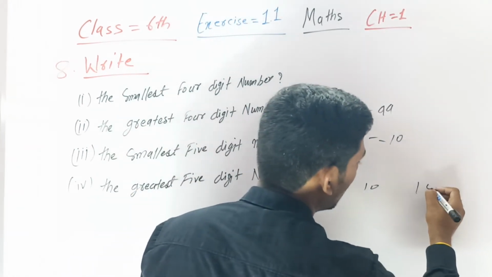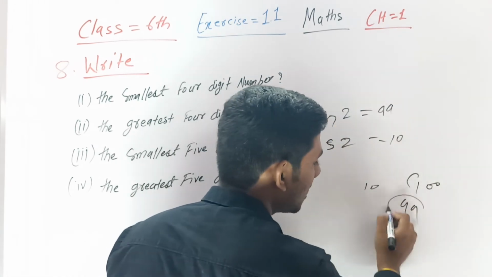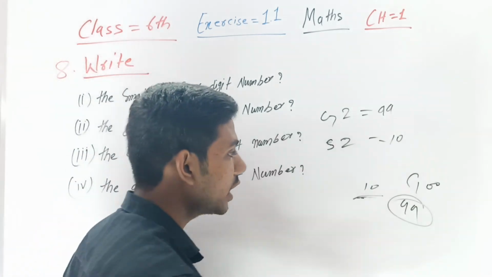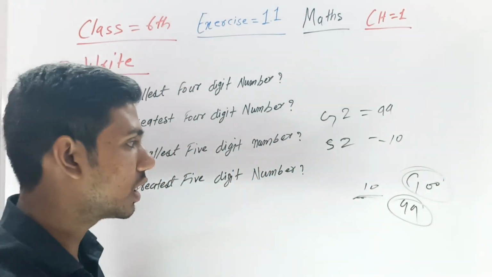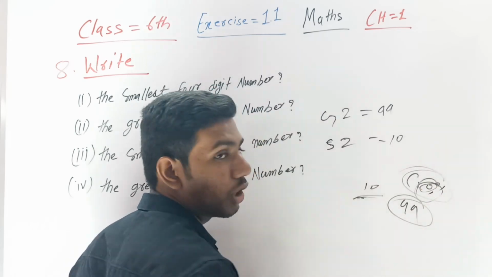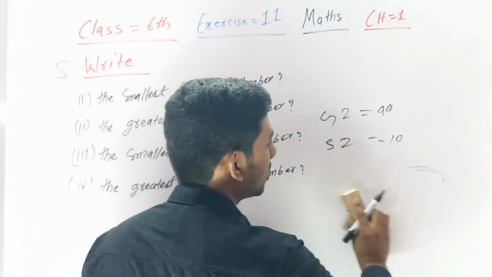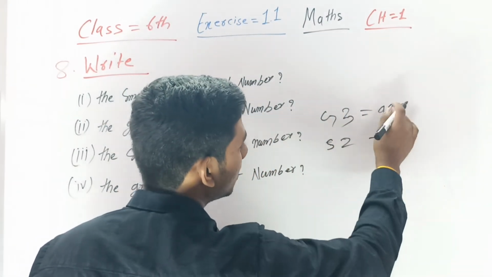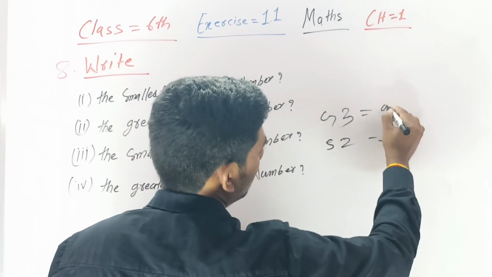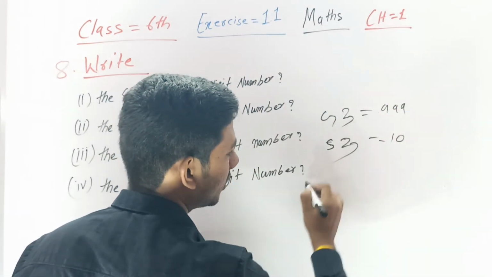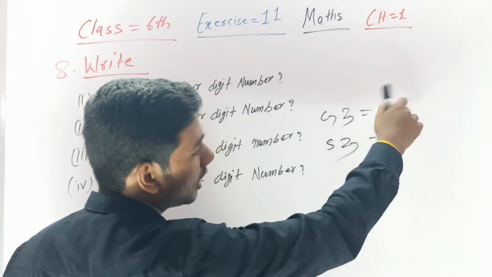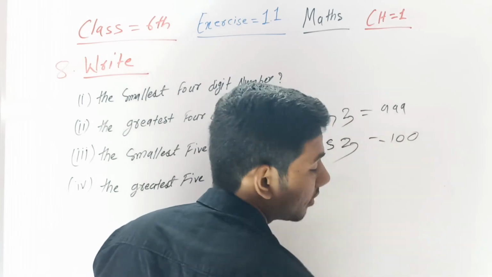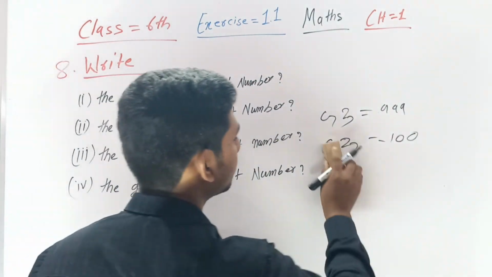Which is the greater? If you go to 100, before 100 it's 99. 99 is the 2 digit bigger number and 10 is the smaller 2 digit number. If you say 100 is the 2 digit greater number, no, it's not. 100 is a 3 digit smaller number. So the 2 digit smaller number is 10. The 3 digit greater number is 999 and the 3 digit smaller number is 100. I hope you understand this.